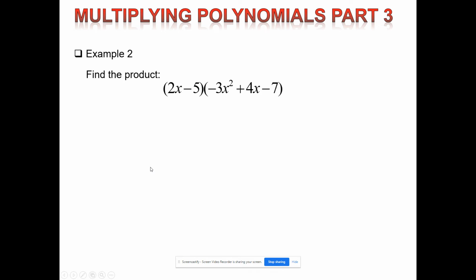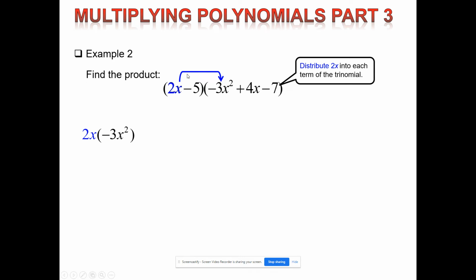Okay, let's look at example 2. So we're going to do the same thing here. We'll start with this 2x, and we'll distribute. And again, if you know what that is, you can just write down what it is there. If you know that 2x times negative 3x squared is actually negative 6x cubed, then you can just write it. If not, you can just show your steps.